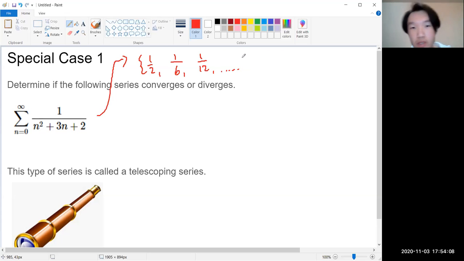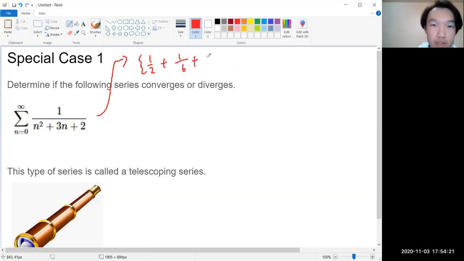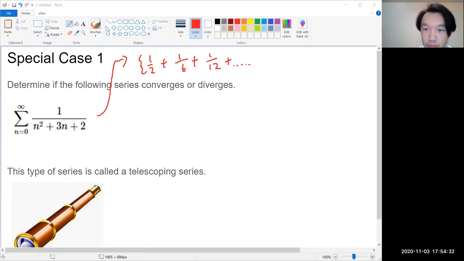Okay, actually, this is a series, so there's supposed to be plus signs in between them. So this is actually wrong. It's 1/2 plus 1/6 plus 1/12 plus so on. Now, does anyone have any ideas, just by looking at it, on how to reach a conclusion about whether it converges or diverges?